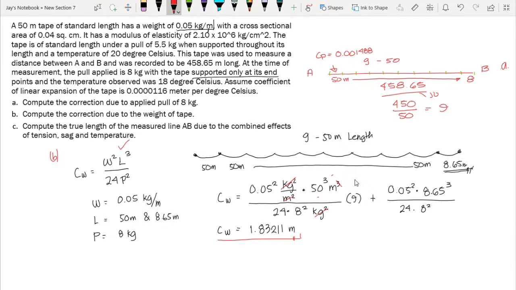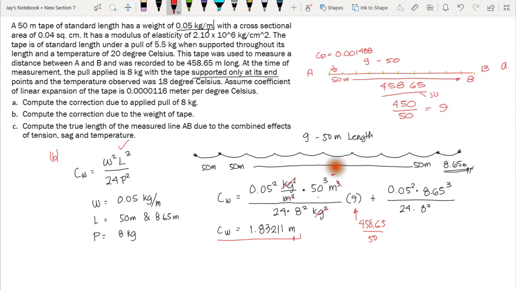Now, if you may ask, bakit instead of 9, bakit hindi natin to gawing 458.65 divided by 50, or 9 point something, okay, more than 9 times. Now, the reason is because naka-cube ang ating length.